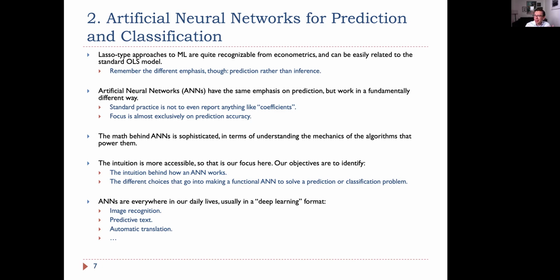Now, the math behind these things starts to get a bit more sophisticated. We're not going to go into it at all in terms of the mechanics of the algorithms that power neural networks. If you want to do that, there's a range of standard texts that you can look at. But I think the intuition is relatively accessible. So what we're trying to do in this lecture is to look just at the intuition behind how an artificial neural network works, and then on a practical level, the different choices that we have to make when we're solving a prediction or classification problem with an artificial neural network.